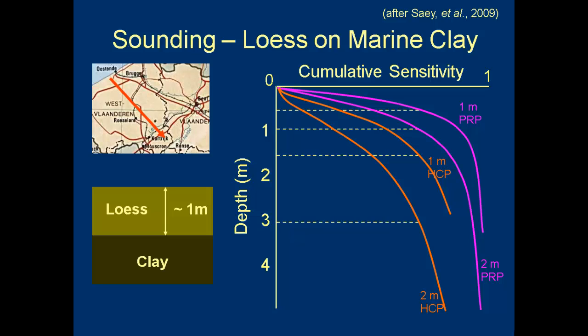Saey et al. measured quadruple apparent conductivities with 1 meter horizontal coplanar, 1 meter perpendicular, 2 meter horizontal coplanar, and 2 meter perpendicular arrays at over 10,000 locations within the site. At each location, the 4 apparent conductivities were used to estimate loess conductivity, loess thickness, and clay conductivity.